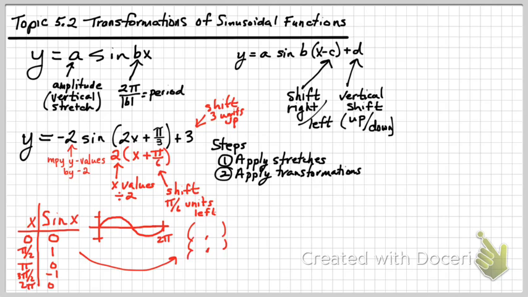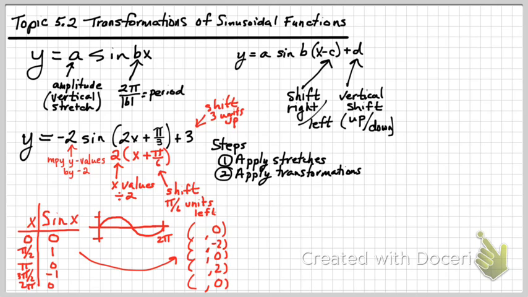Next, we're going to look at what happens when we apply our stretches. Well, our first stretch is to multiply every y value by negative 2. 0 times negative 2 is 0. 1 times negative 2 is negative 2. 0 times negative 2 is 0. Negative 1 times negative 2 is positive 2. And the last y value is 0.